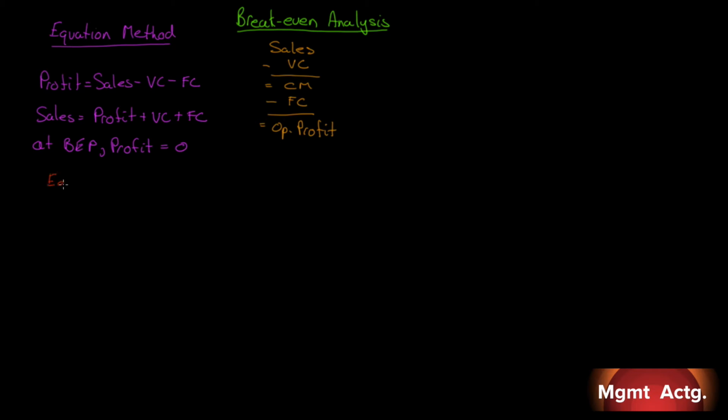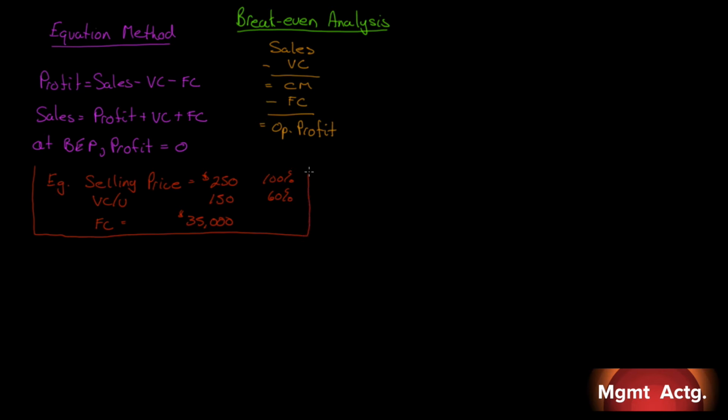Let's prove that. Let's take an example. Let's say we have something with a selling price of $250. We'll also use the percentage format for this as well. Let's call sales 100%. Let's say our variable cost per unit is $150, which is 60%. That's our variable expense ratio, remember? That would leave us with a 40% contribution margin. Let's put our fixed costs at $35,000, and let's work with the sales equals profit plus variable cost plus fixed cost.